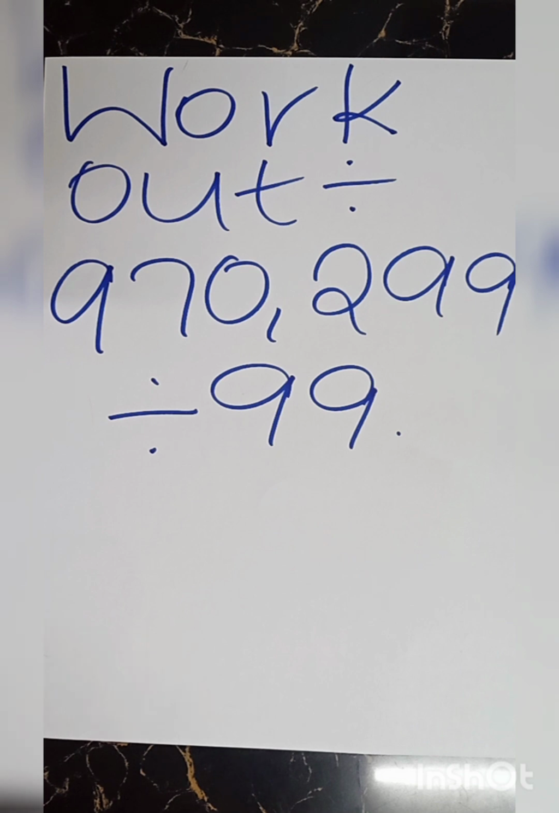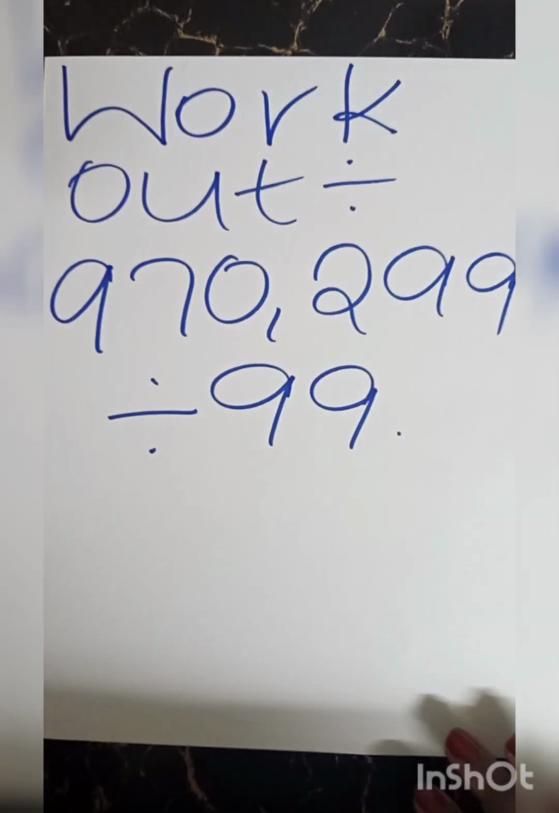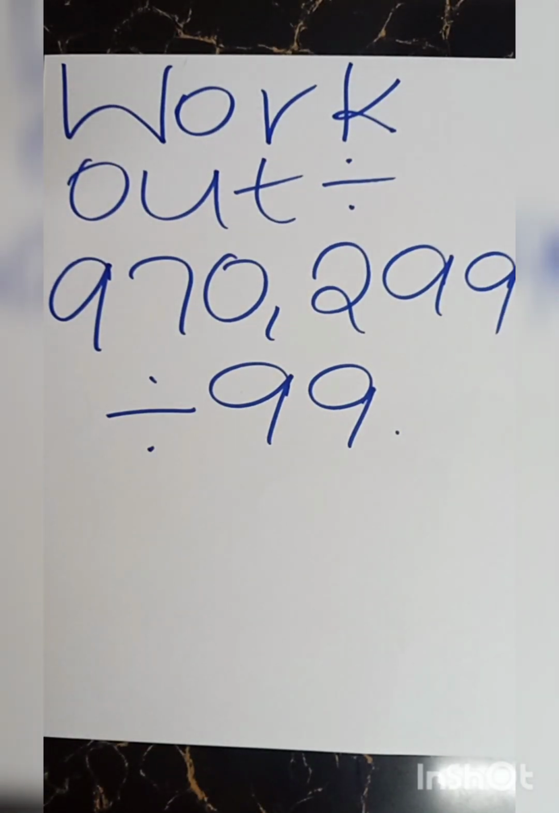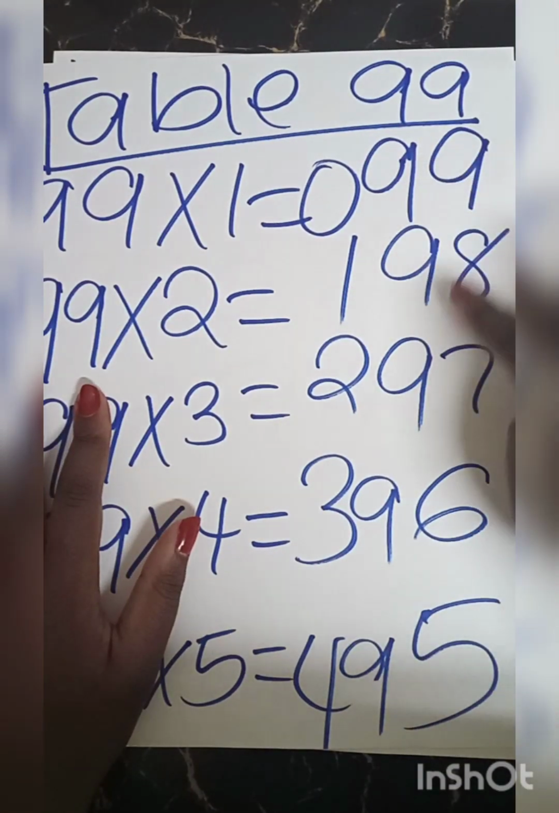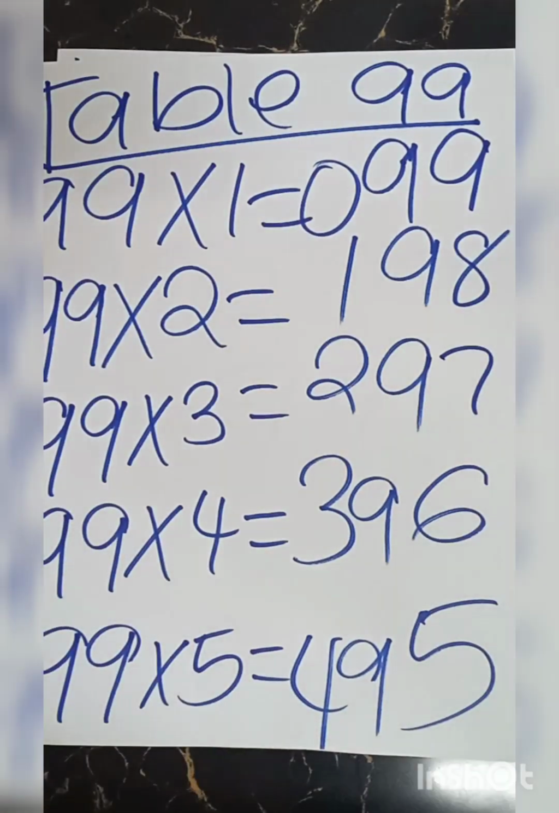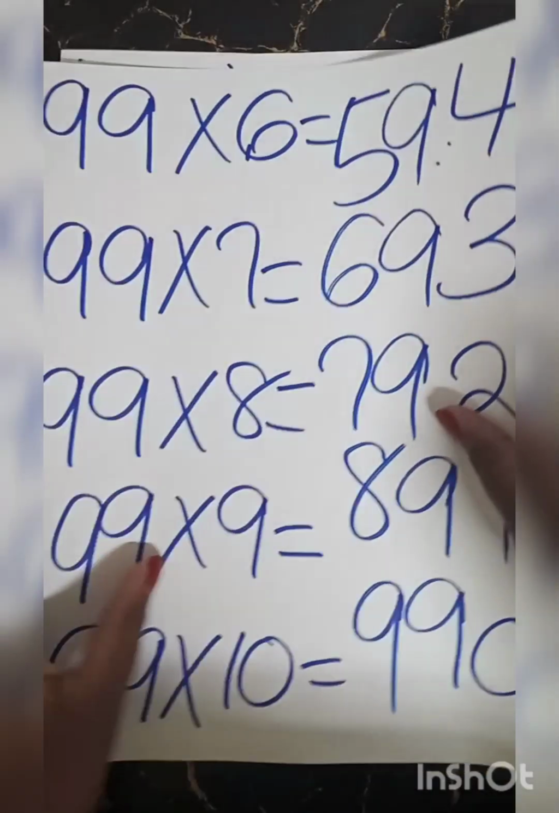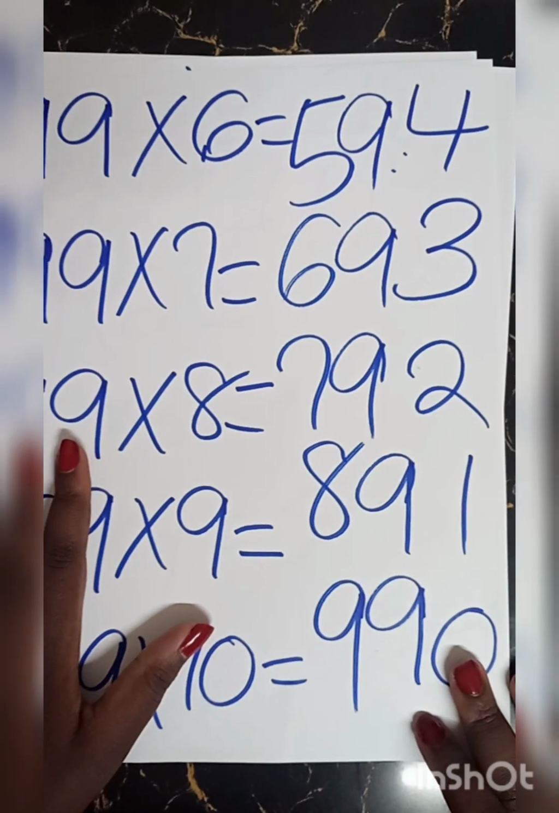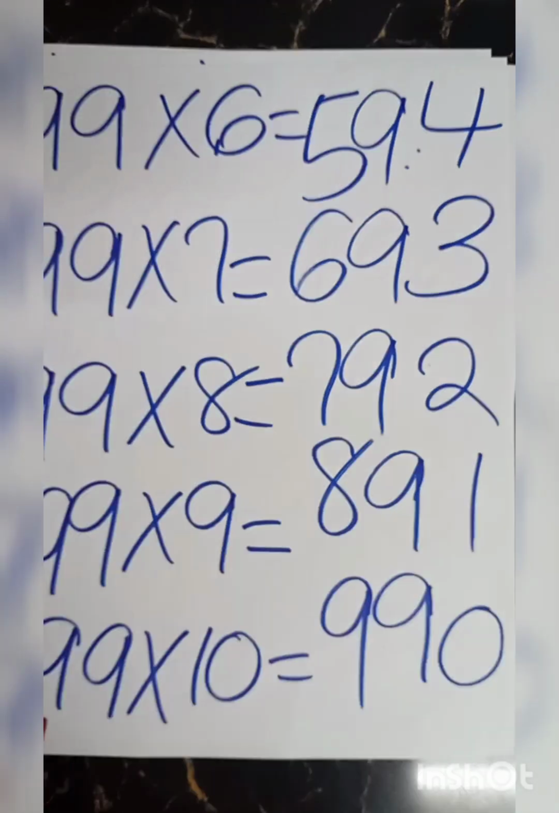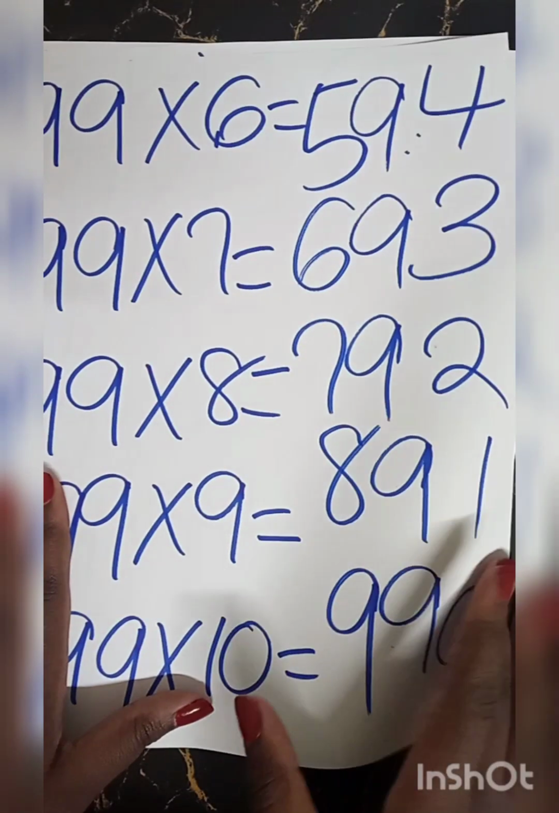Anytime you see a question like this, you should automatically know that you need to be conversant with table 99. And this is what we said about table 99: 99 times 1, times 2, times 3, times 4, times 5, times 6, times 7, times 8, times 9 and times 10. So now we can answer this question very easily.